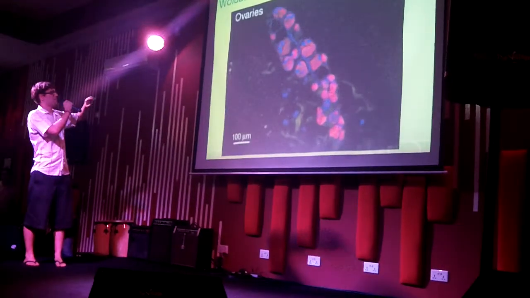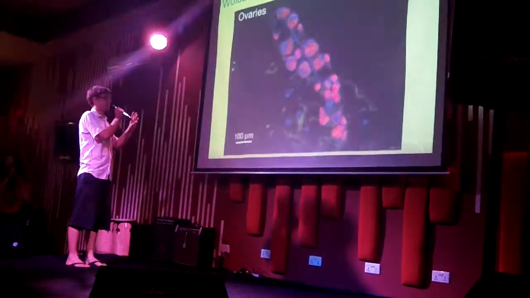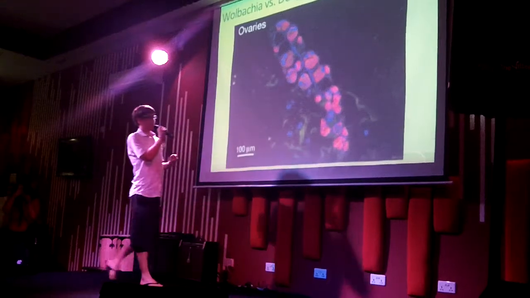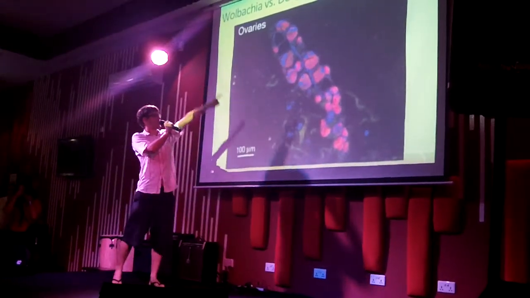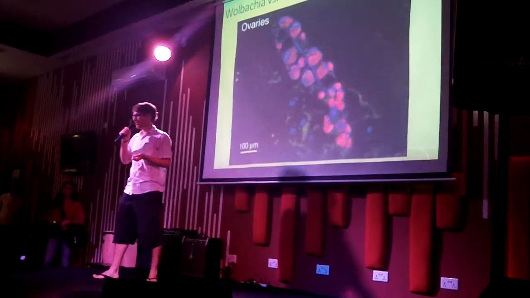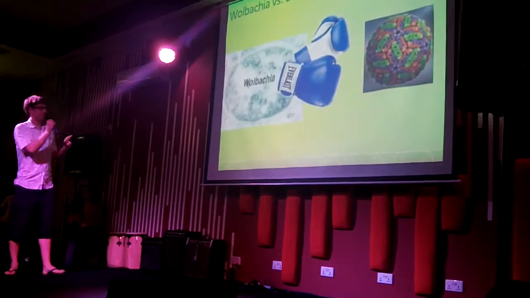So it's a bit hard to see, but this is a slide of ovaries from a few different mosquitoes. Dengue is red and Wolbachia is green. It's actually all over here. And what you see, there's heaps of dengue in this one ovary, which has no Wolbachia, but everywhere else, no dengue whatsoever. So somehow the 2 of them can't live together and be friends.